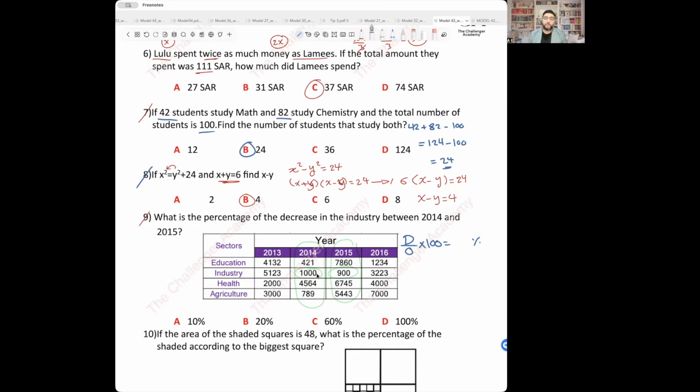D means the difference between the two numbers, 1,000 minus 900. The difference is what? It's 100. O means the original number. So the original number is 1,000, times 100. Now we can calculate. The answer will be in percent. So the answer is what? It's 10%. So it's A.